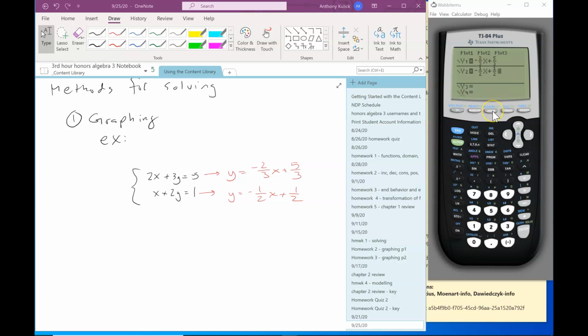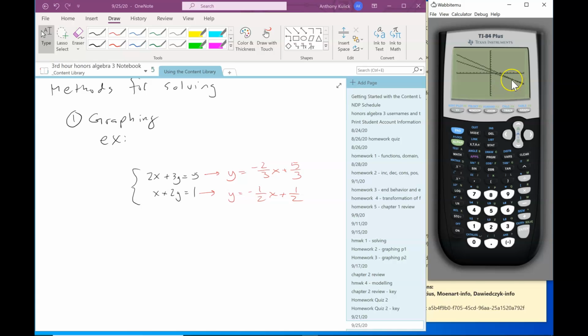Now what I'm going to do is look at my graph. The best way to go about starting is to press zoom and then pick Command 6 for zoom standard. That'll give us the XY axis where the X's and Y's are -10 and +10, the two ends of our graph.